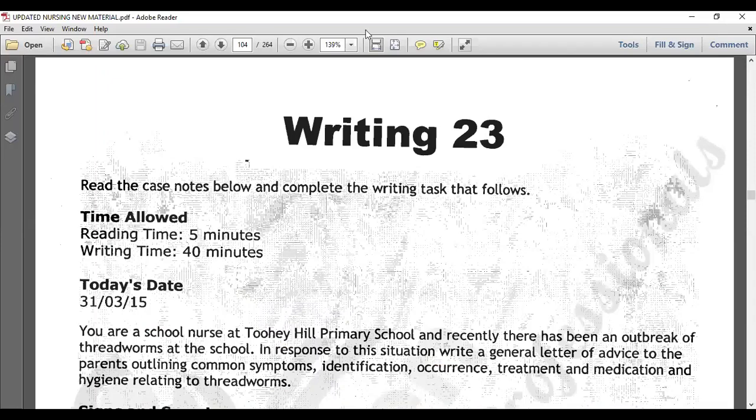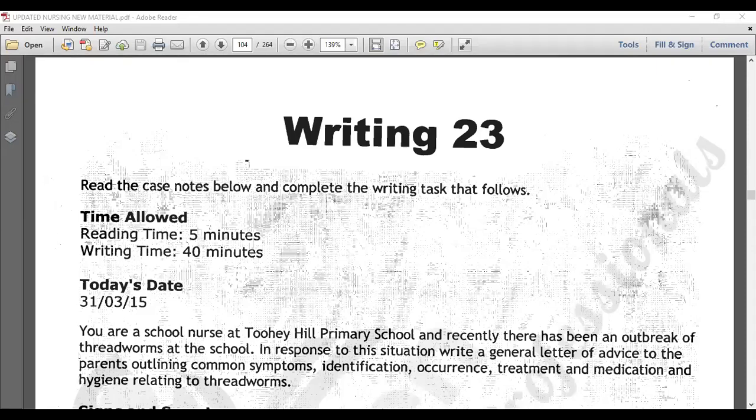Okay, so from the nursing students' book, it is writing number 23. For medicine students also, it is writing number 23 from their book. And for pharmacy students, if you go to the folder of writing to a group of people, you will find a file which is the writing assignment for threadworms.